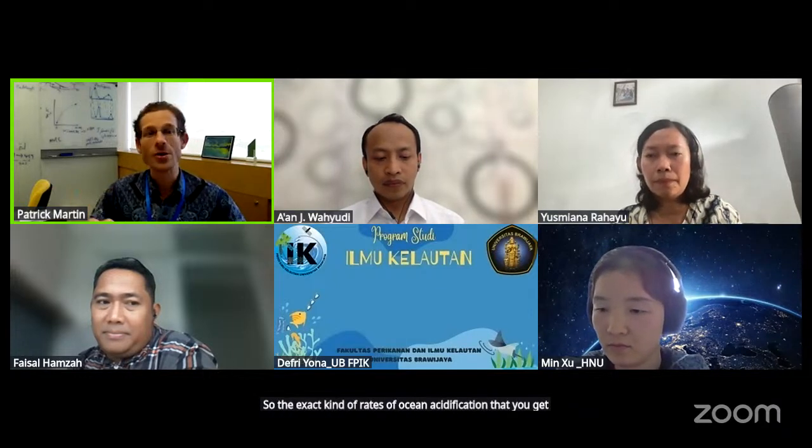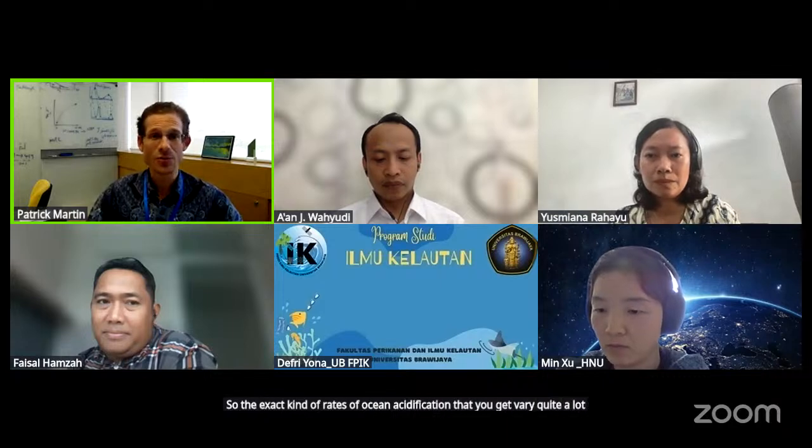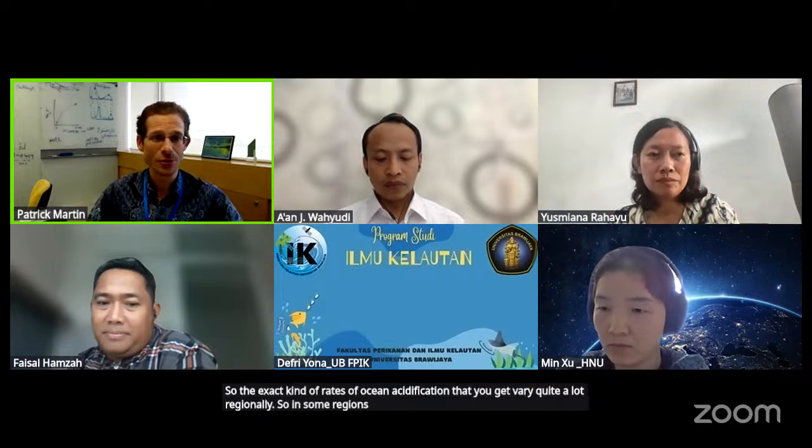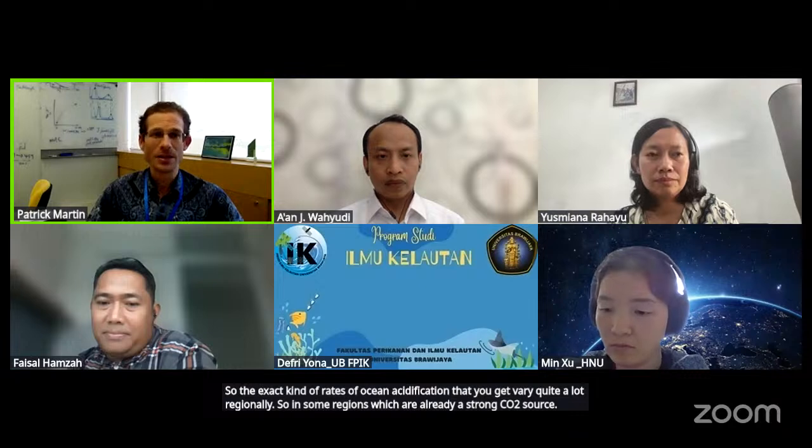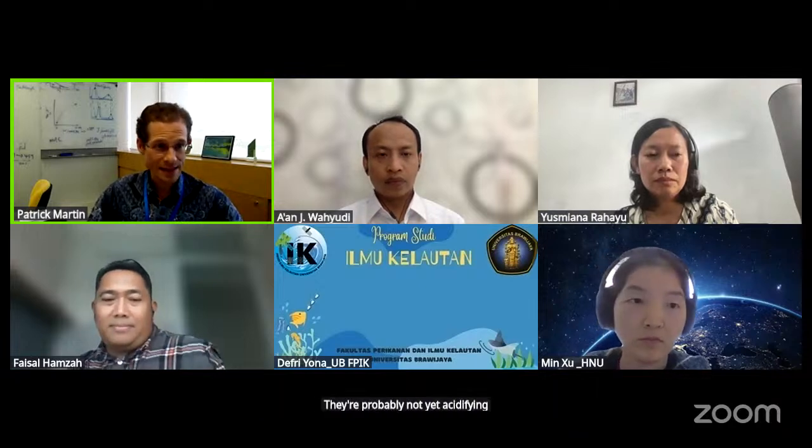That's absolutely right. Tropical waters are often a CO2 source because the CO2 equilibrium is temperature sensitive. So the exact rates of ocean acidification that you get vary quite a lot regionally. In some regions which are already a strong CO2 source, they're probably not yet acidifying to a great extent if they're naturally outgassing CO2.